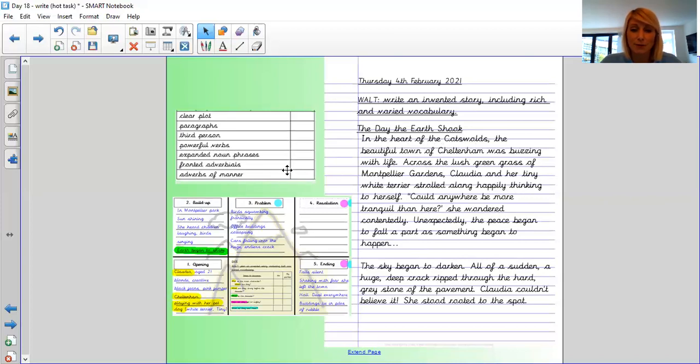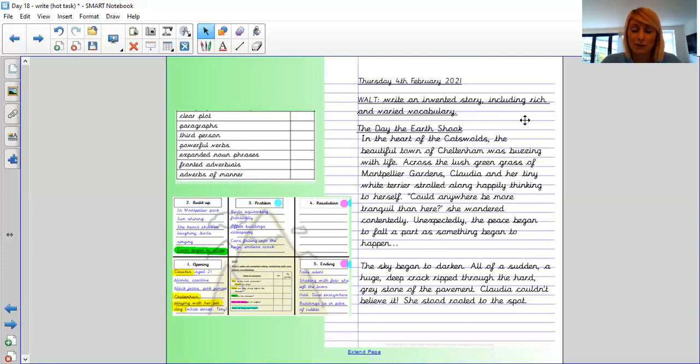And then finally, adverbs of manner. I picked one out a minute ago, didn't I? Oh, I had unexpectedly, so how that happened. I've got Claudia strolling happily. And I've got her wandering contentedly, so thinking to herself contentedly. So I have got some nice adverbs of manner there too.